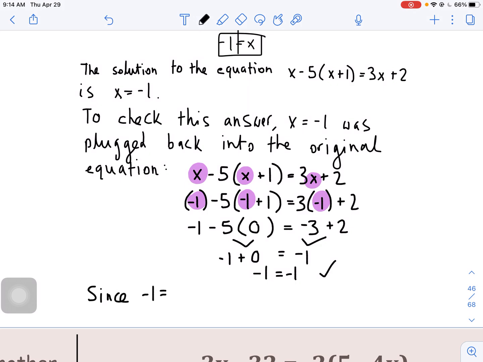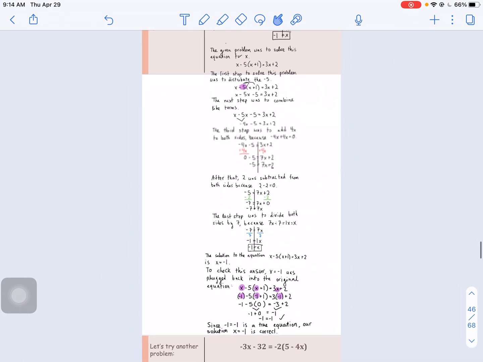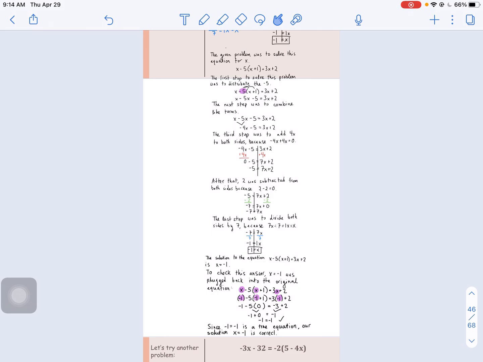Since negative 1 equals negative 1 is a true equation, our solution, x equals -1, is correct. Okay. So we wrote out, it kind of filled up a page, but only because we showed each step as we explained what we were doing. Okay?